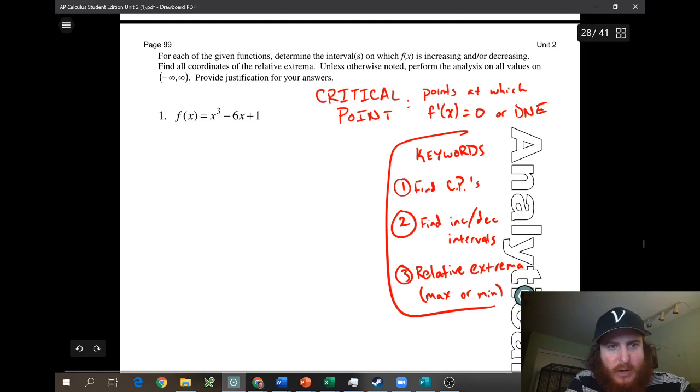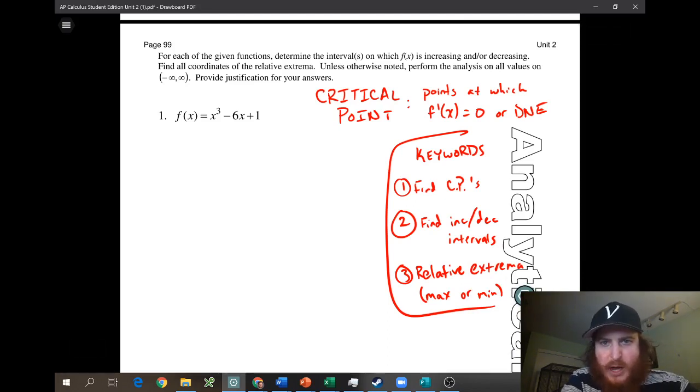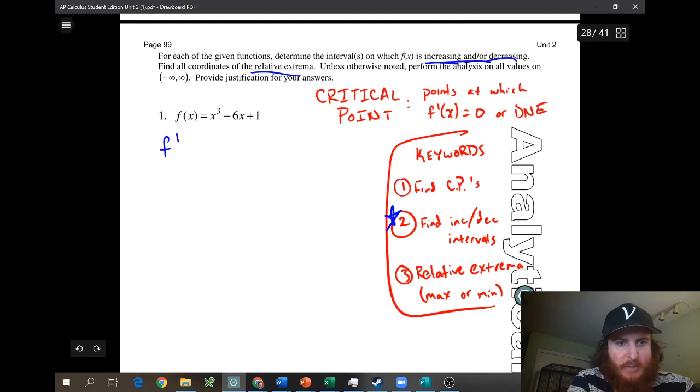Reading through this, it says for each of the given functions, determine the intervals on which f of x is increasing or decreasing. So immediately we know we're going to be using this process. It also says find all coordinates of the relative extrema. Whenever we're doing any of these three things, our first step is to always set the derivative to 0, so take f prime of x and set it to 0.